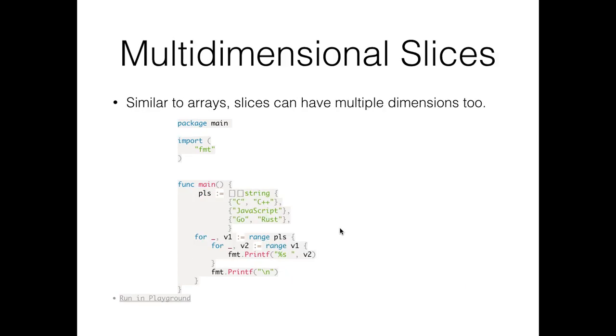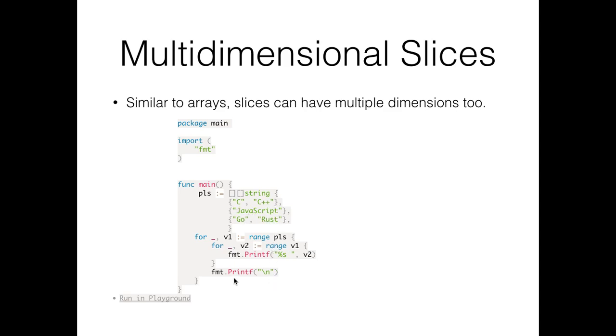Then we have multi-dimensional slices as well. Similar to multi-dimensional arrays, we also have multi-dimensional slices. It is defined inside the main function. You can see that there are two square brackets, the first square bracket and then the second combination of square brackets, of type string, and then it has values inside this particular multi-dimensional slice of C, C++, JavaScript, Go, and Rust.